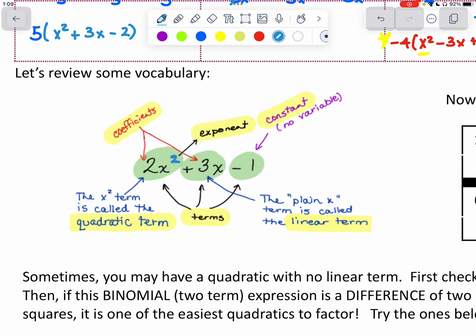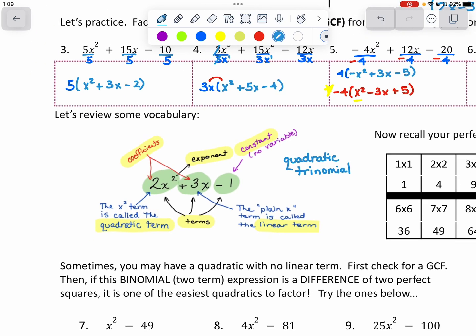The little number up at the top is called an exponent, and then the numbers in front of each of the variables are called coefficients. And altogether, this thing is a quadratic trinomial. It's quadratic because the highest degree is 2, and it's trinomial because it has 3 terms.